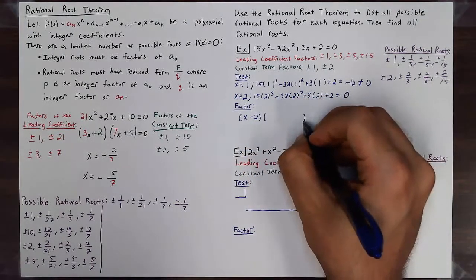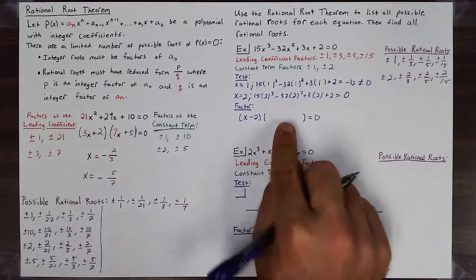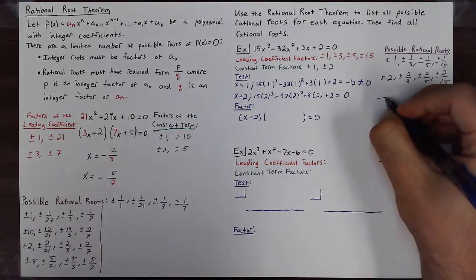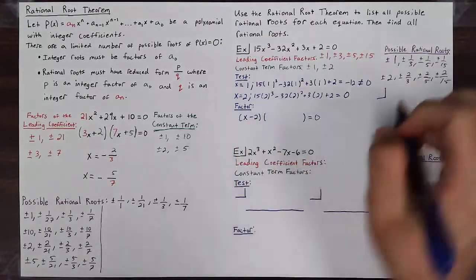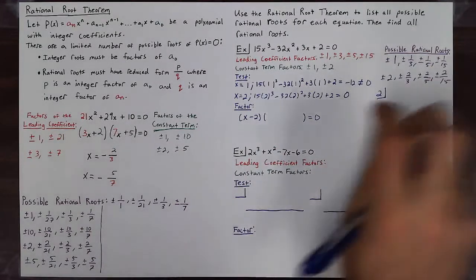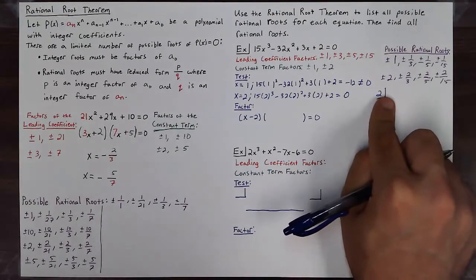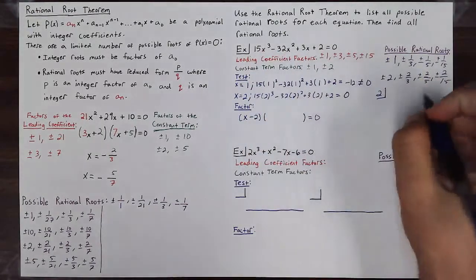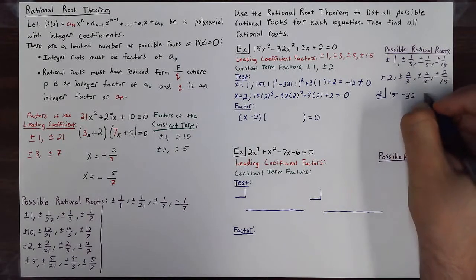And I can actually factor that out to find the other remaining factor by using synthetic division. Meaning if I divide my polynomial up here by x minus 2, I can find what the other factor that goes along with it is. So I'll put 2 up in this box, the opposite of that sign, and fill in my coefficients: 15, negative 32, 3, and then 2.